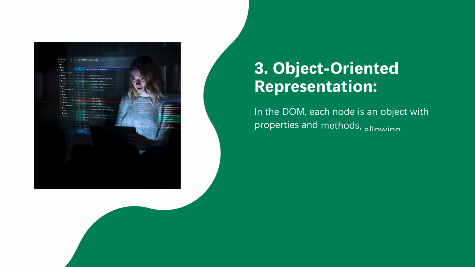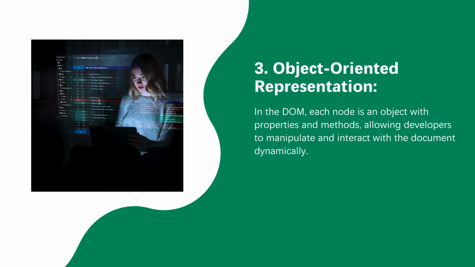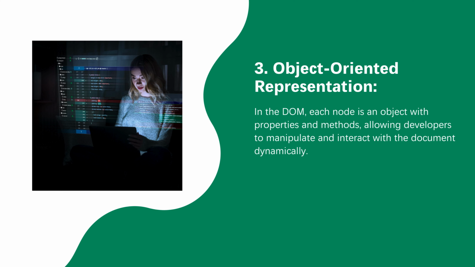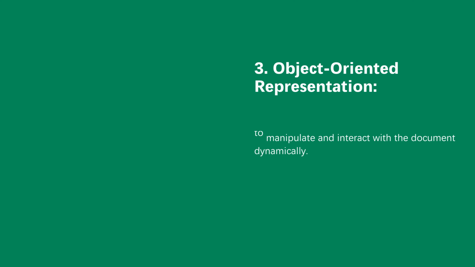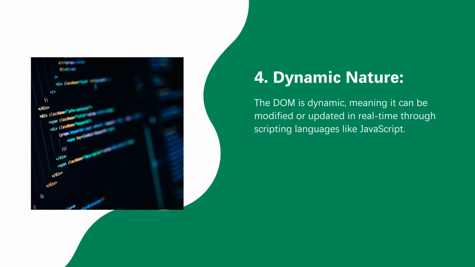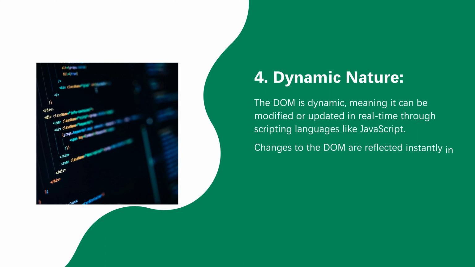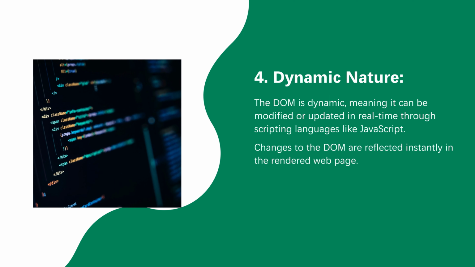Object-oriented representation. In the DOM, each node is an object with properties and methods, allowing developers to manipulate and interact with the document dynamically. Dynamic nature. The DOM is dynamic, meaning it can be modified or updated in real time through scripting languages like JavaScript. Changes to the DOM are reflected instantly in the rendered web page.